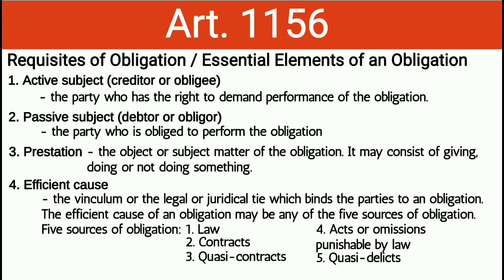Sa mga susunod na lessons or sa mga susunod na lectures, papag-aralan natin yung 5 sources of obligation. But for now, mag-focus muna tayo sa efficient cause. Pag sinabing efficient cause, ito yung nagbabind sa debtor at creditor, sa obligation. And the efficient cause is either any of the 5 sources of the obligation. Kaya kung ang tinatanong ay efficient cause, either the law, contracts, quasi-contracts, acts or omissions punishable by law, or quasi-delicts ang magiging sagot ninyo.